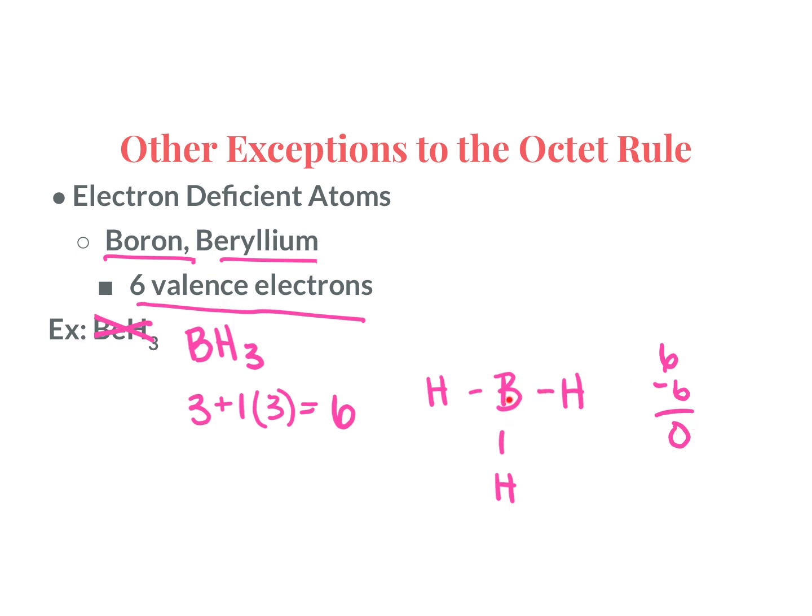Is there anything we could do to give boron a full 8? No. There's nothing, right? There are not enough electrons. So we do have these instances where we can't double bond, we have no more, and that is okay. Boron is a small atom. It can be stable with just 6.